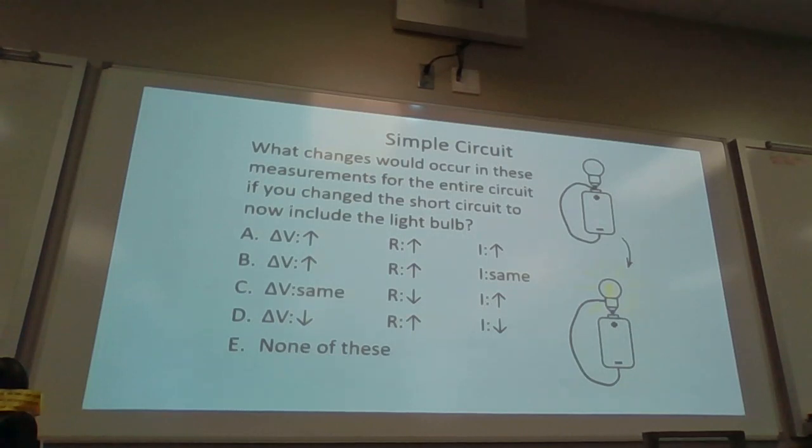Give you a hint. The answer is E. Tell your neighbor what the correct answer is. Okay, correct answer is voltage stays the same. It's the same power supply, same battery. There's more resistance now that the light bulb is included. Current goes down.